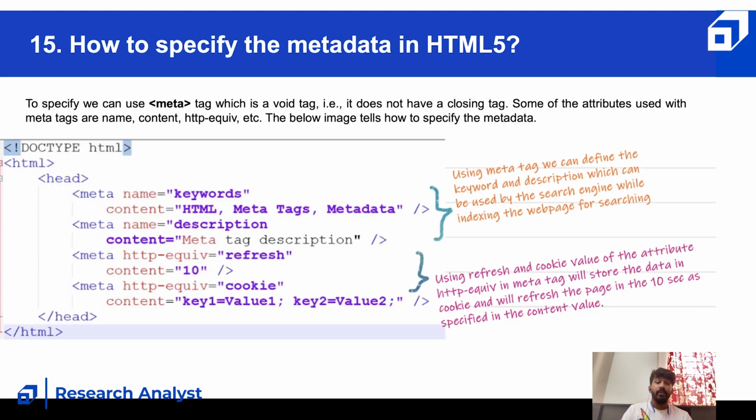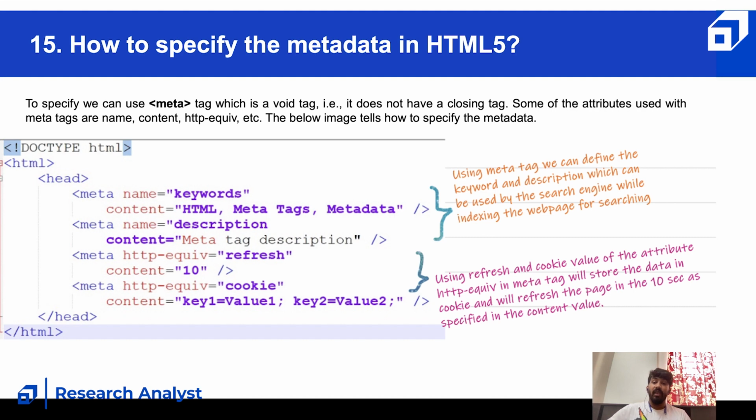Coming to the 15th question, how to specify the metadata in HTML5. To specify, we can use the meta tag, which again is a void tag. You don't have to use a closing tag for meta. Some of the attributes used with meta tags are name, content, http-equiv, etc. The below image tells how to specify the metadata. Let's look at how exactly that works.